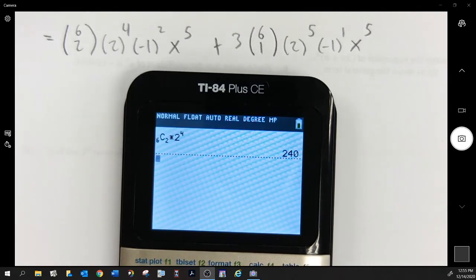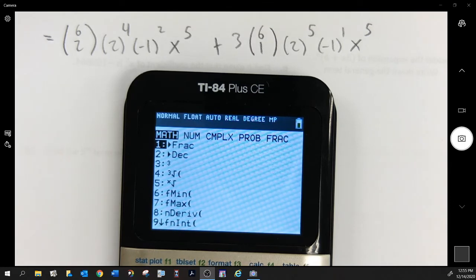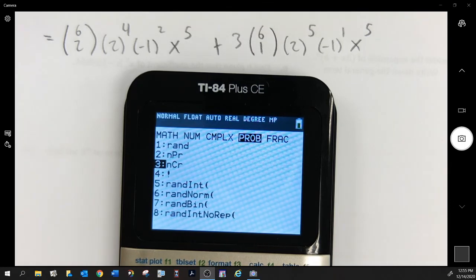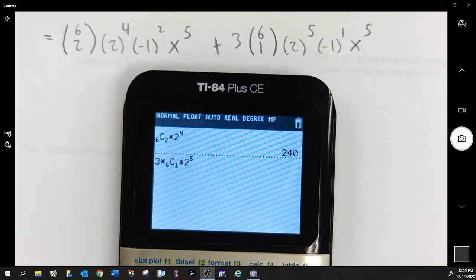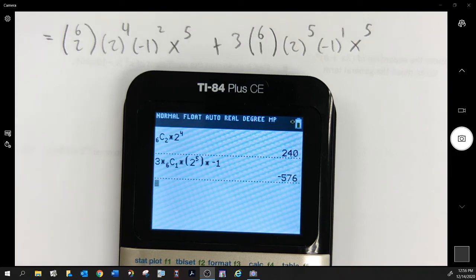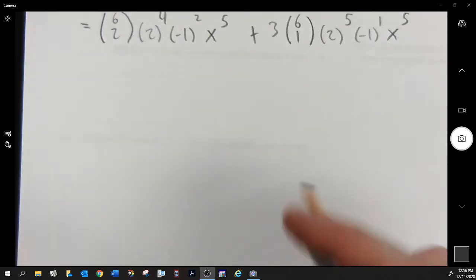Now for the second one, 6 choose 1, which by the way is a complete waste of our time to type, because if you have 6 things, how many different ways could you take one of them? Obviously the answer is 6, but I'm just showing you what you would have done on a test. Times 2 to the fifth, in case you don't know, that's 32, and times negative 1 to the first, so just times negative 1. Boom. There we go.